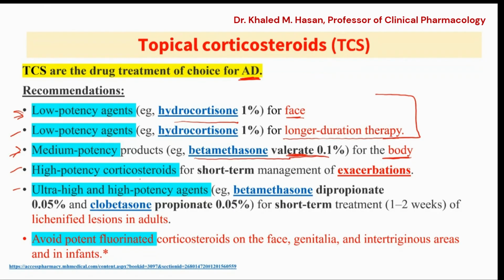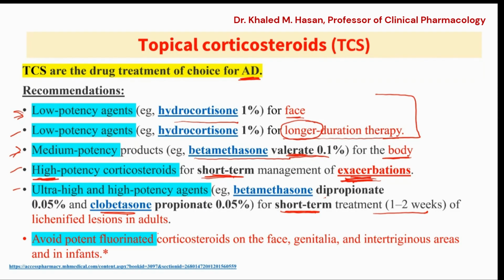High potency corticosteroid we can use for short-term. High potency is for patients with exacerbation or severe cases, and then we stop the medication. We don't use it long-term. For long-term, we use low potency, but high potency only for short-term. What about the last one? The ultra-high potency, such as clobetasone and betamethasone dipropionate. We can use it, yes, but for short-term only, like 1 to 2 weeks. We don't recommend using it more than that.